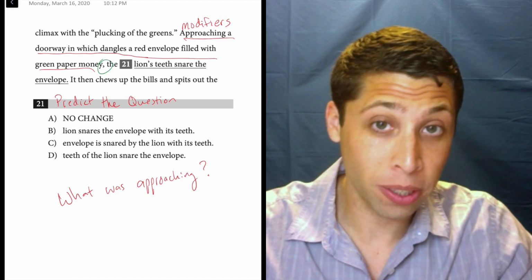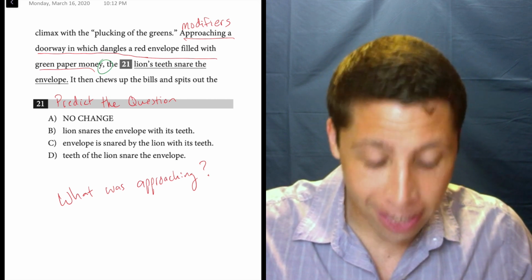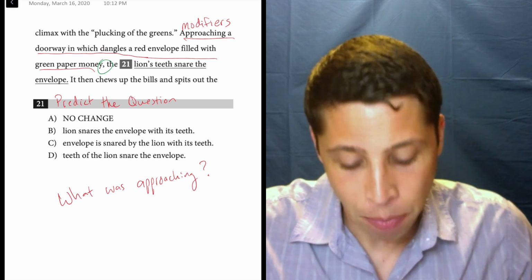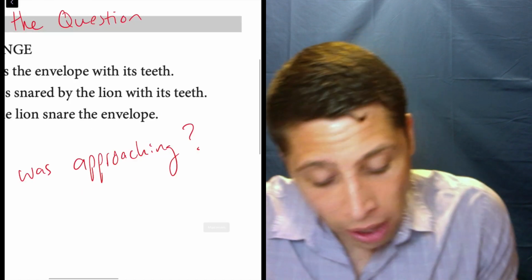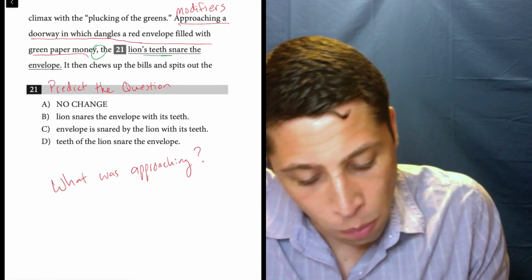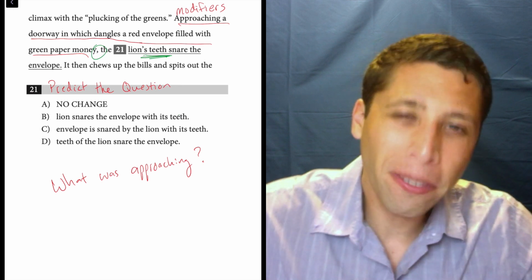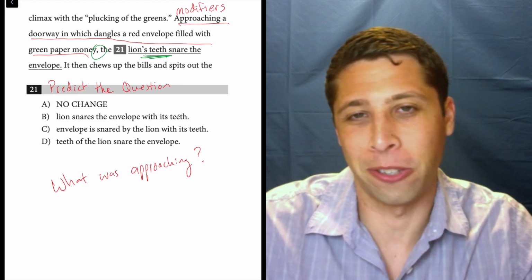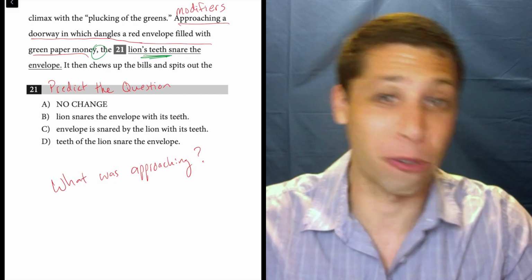Now, if we look at choice A, it seems like it's making sense, right? The lion is approaching. The problem is that it's not really the lion that they're talking about in choice A. They're talking about the teeth. So that's an issue because we're not really saying that the teeth are approaching the doorway. We're trying to say that the whole lion is approaching, right? That's what they're trying to say.